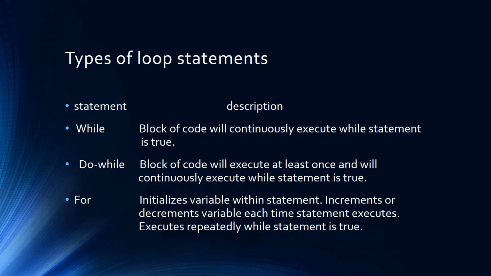it runs the code before it checks the expression, and the while checks the expression, then outputs the code. And then there's the for loop, which does three things. It initializes a variable within the statement, and it increments or decrements variables each time the statement executes, depending on which one you pick. And also, just like the other loops, it executes repeatedly while the statement is true.